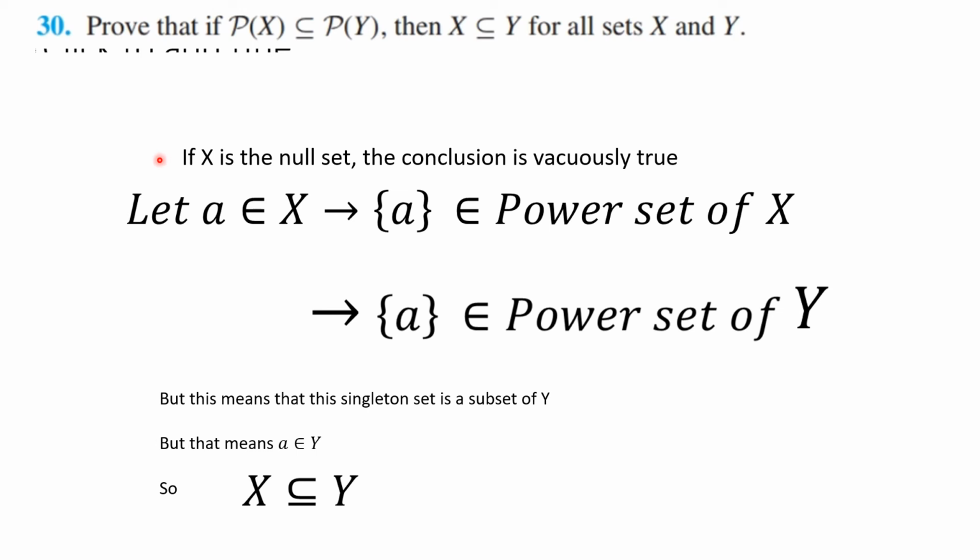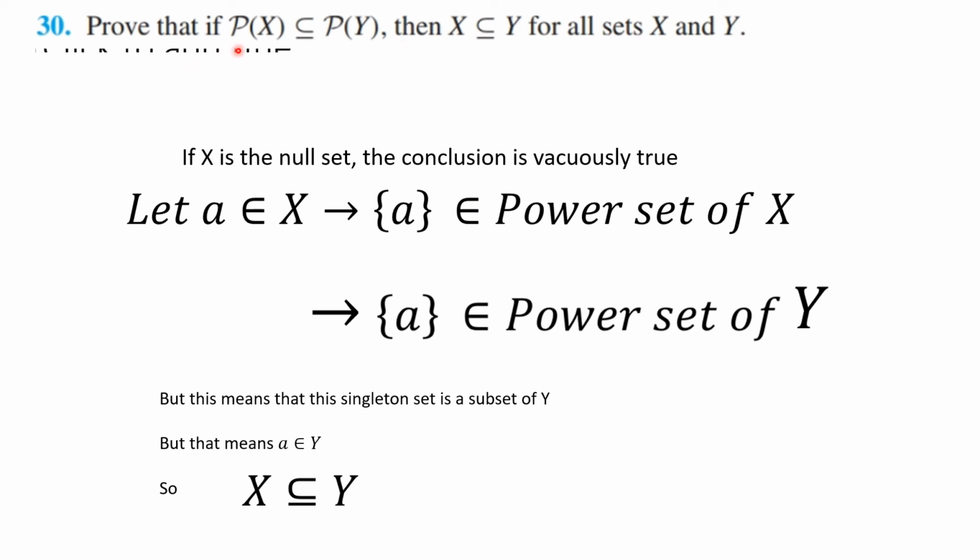Now I'm going to break this into cases because if x is the null set, then the conclusion, the null set is a subset of every set, is vacuously true, but I took care of that as a detail. But now we're going to say, suppose there is something that is in set x. It's not the null set. So we pick a, an element of x. Then the set containing a is an element of the power set of x. You see, this is one of the subsets of x. It's the set containing something that is in x, which is what the power set of x is.